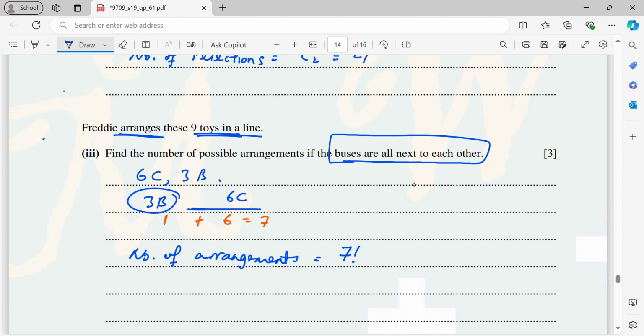After that, look at the 3 buses in a group. These 3 buses you can arrange among themselves. Therefore, times 3 factorial, because these 3 are different buses, right? That means you are getting 30240. This 3 factorial is to arrange the 3 buses. Alright, so that's all for this part 3.